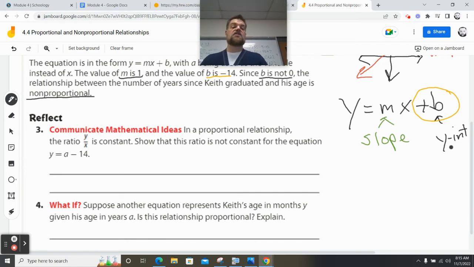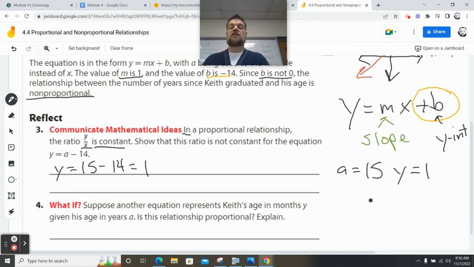All right. So let's do this next one. Reflection. It says communicate mathematical ideas. In a proportional relationship, the ratio of y over x is constant. Show that this ratio is not constant for this equation. Okay? So let's plug in some numbers. When a equals 15, what's y equal? Well, y equals 15 minus 14, right? That equals 1.